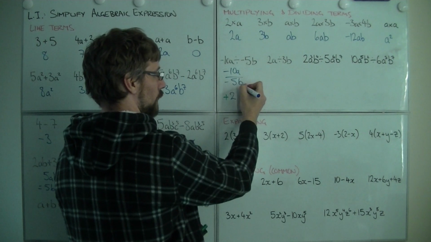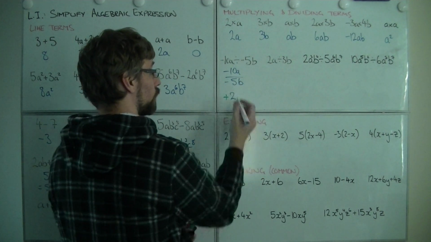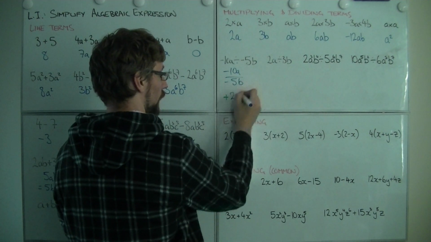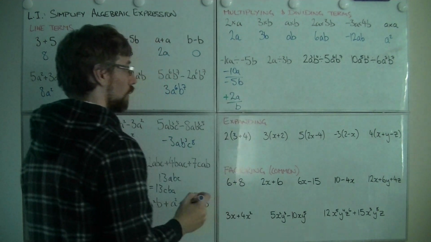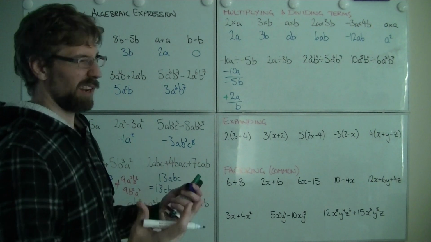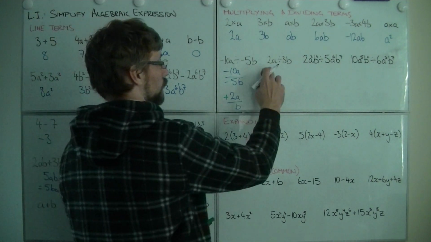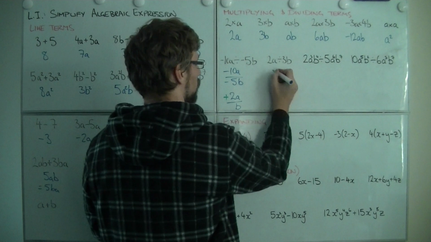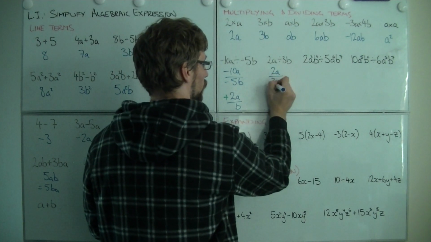Okay, a divided by b. They're not like terms, so I can't move those. So I've still got a on top, and b on the bottom. So I've got 2a over b. The plus you can put there if you want, but it's redundant. Cool. 2a over 3b, alright.